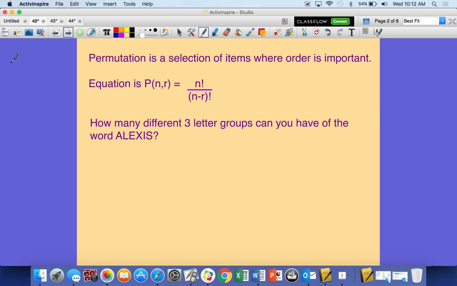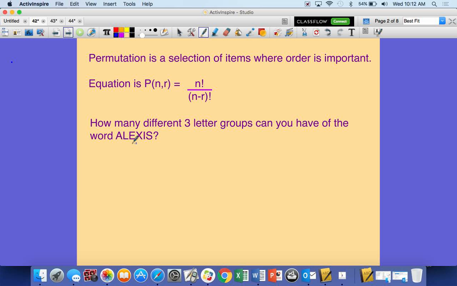Well, an equation that you need to get memorized is this formula right here: n factorial over n minus r quantity factorial. All right, now how do we deal with that? Well, I will show you in this problem here. How many different three-letter groups can you have of the word Alexis? All right, well, our n stands for how many total options there are.